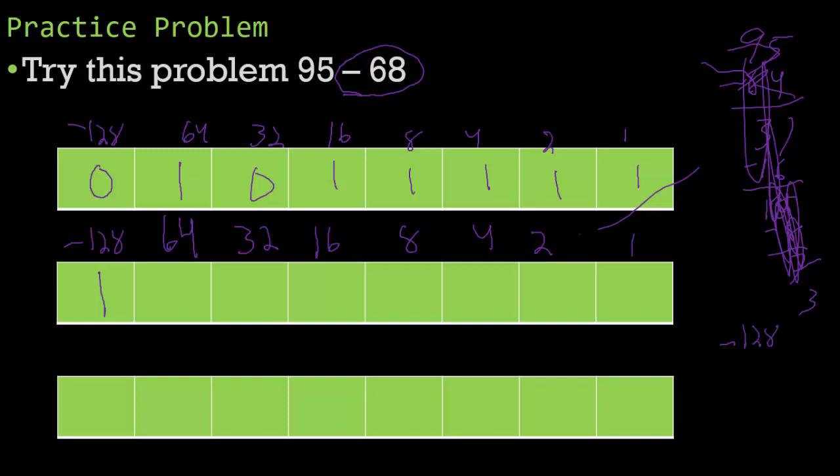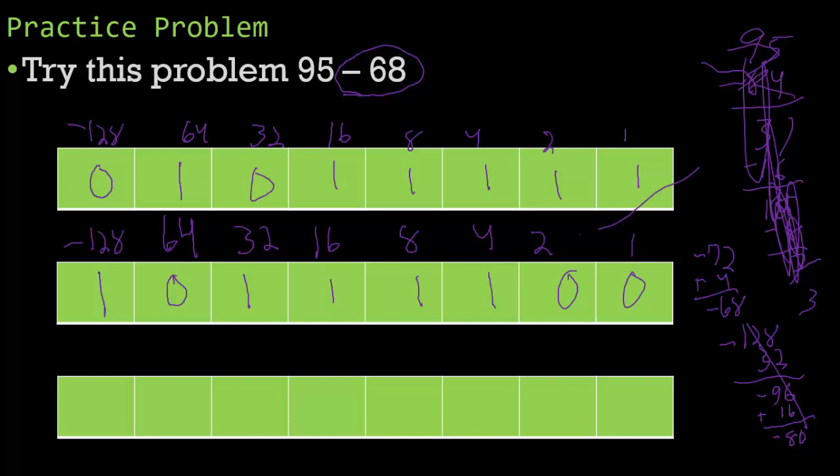So I have negative 128. I can't use 64. That will get me to negative 64. I need to be able to get to negative 68. So I don't need a 64. I can use a 32. And that, of course, will get me to negative 96. And then I'm trying to get to negative 68. I need a 16. So I'm going to add on 16. That comes out to negative 80. Then I can use an 8. That will get me to negative 72. And then I need a 4. And that will get me to negative 68, which means these can be 0.